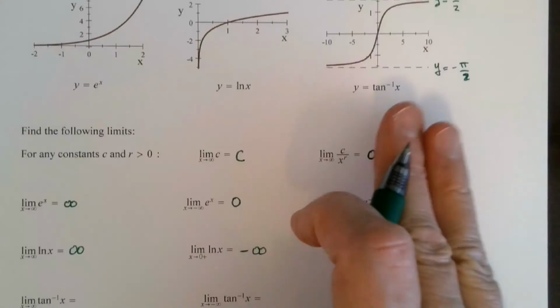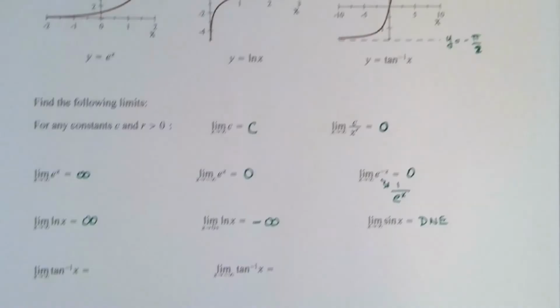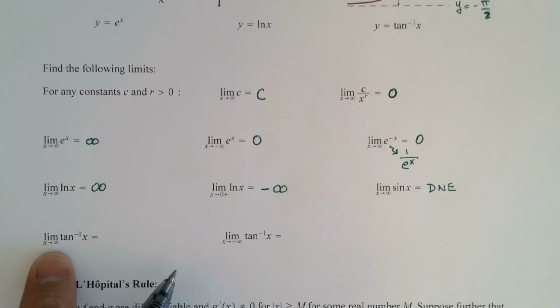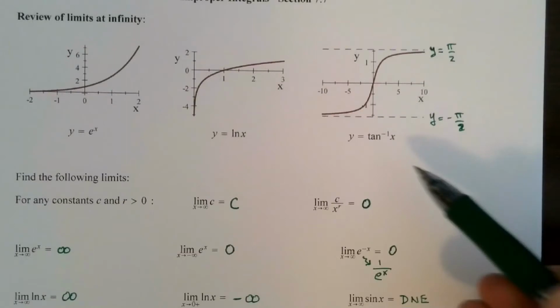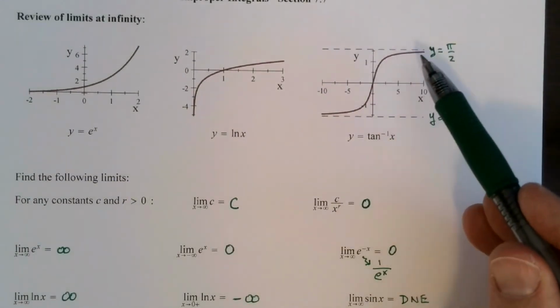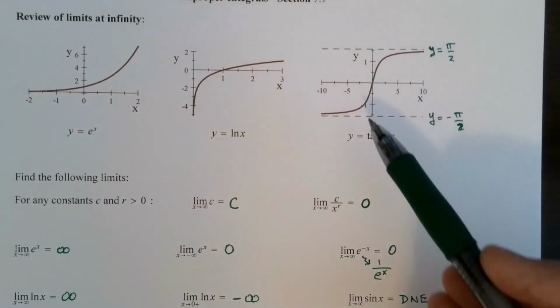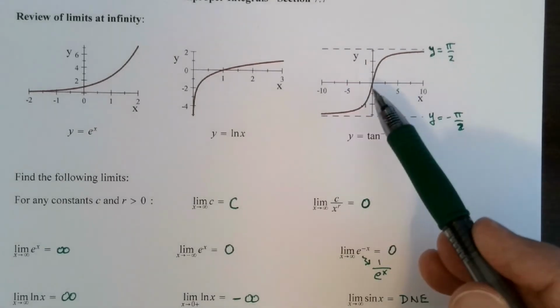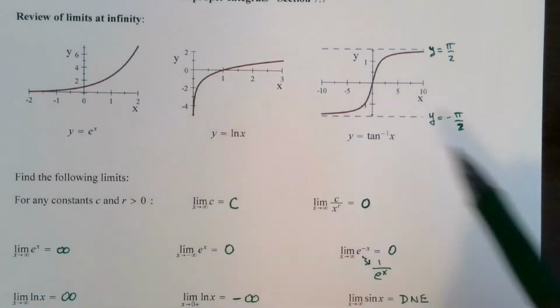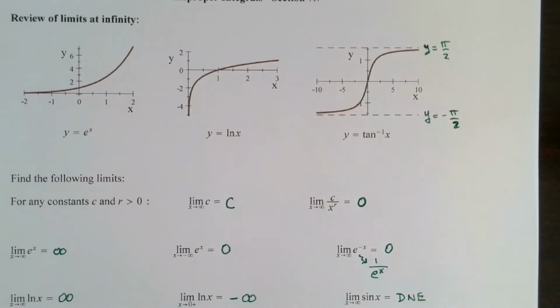And then I include the graph of the arctangent function here to help. What's the limit as x goes to infinity of the arctangent function? As x goes to infinity, we're approaching pi over 2. And as x goes to minus infinity, where are we going? We're approaching the other horizontal asymptote of y equals negative pi over 2.